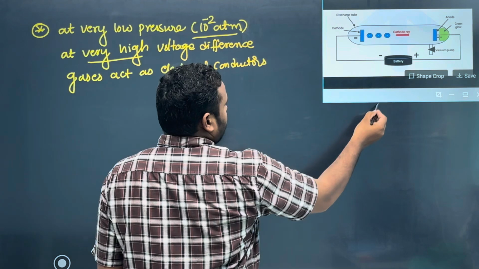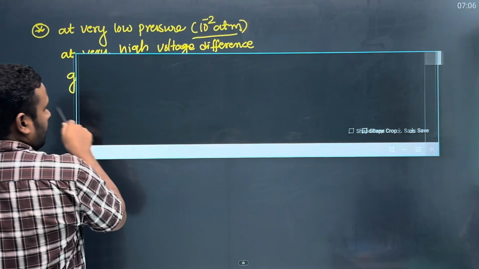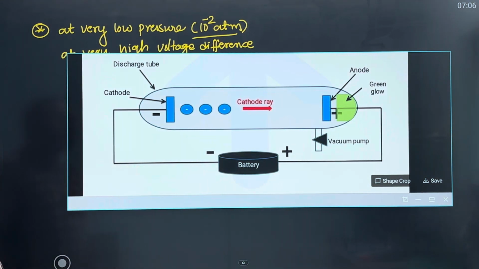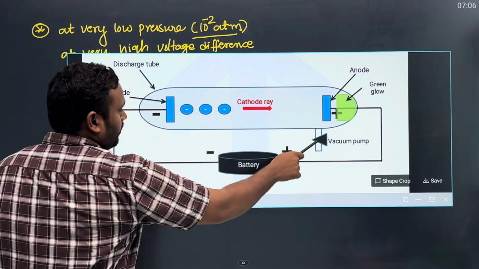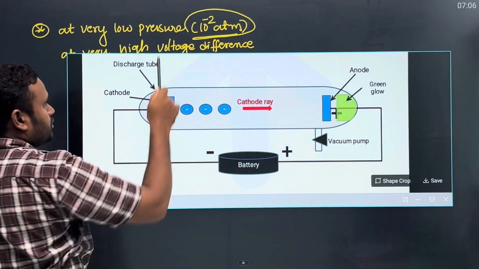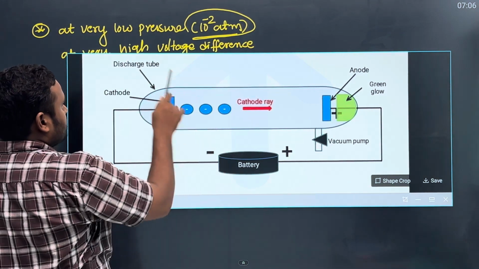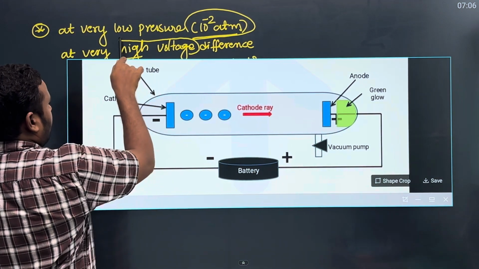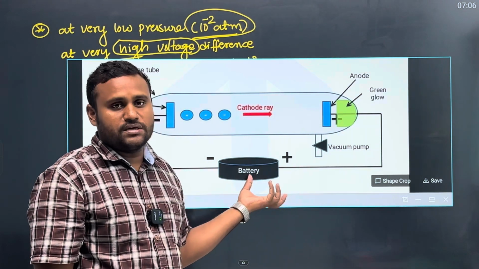Okay, so now let's see this discharge ray tube once again. Here it is connected to a very high voltage source, and here the vacuum pump is there. By using this vacuum pump, they can create this type of pressure, 10 to the power of minus 2 atmospheric pressure, very low pressure, and high voltage. They create a high voltage by connecting to a very high voltage source, say for example 10,000 volts.